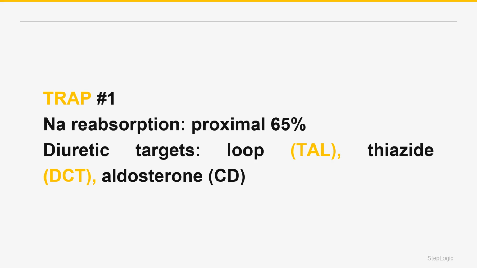Trap 1. The proximal tubule reabsorbs most sodium, about 65%. The diuretics hit the later segments. Loop diuretics act at the thick ascending limb, thiazides at the distal tubule, and aldosterone or potassium-sparing diuretics at the collecting duct, the fine-tuning site.